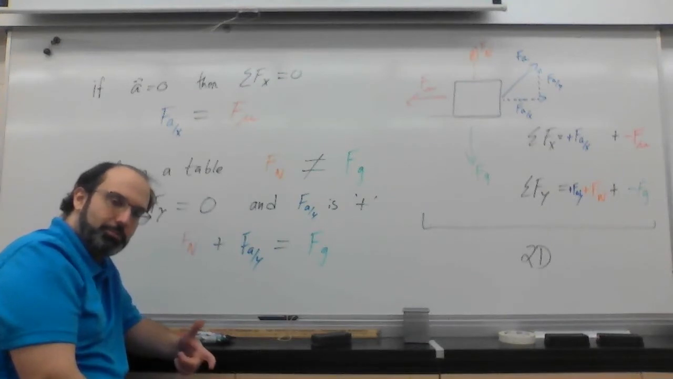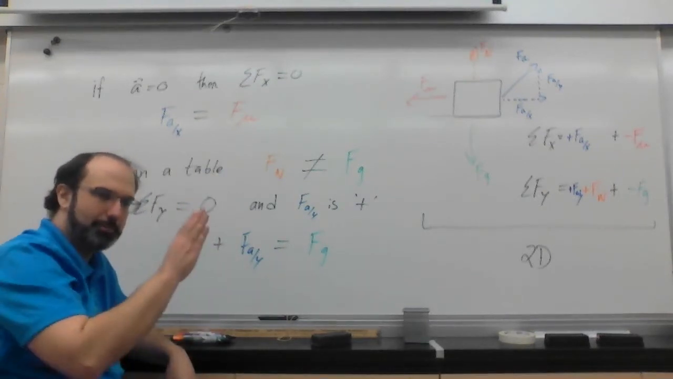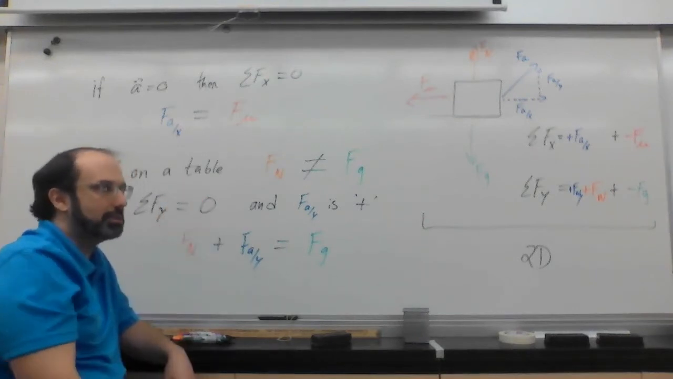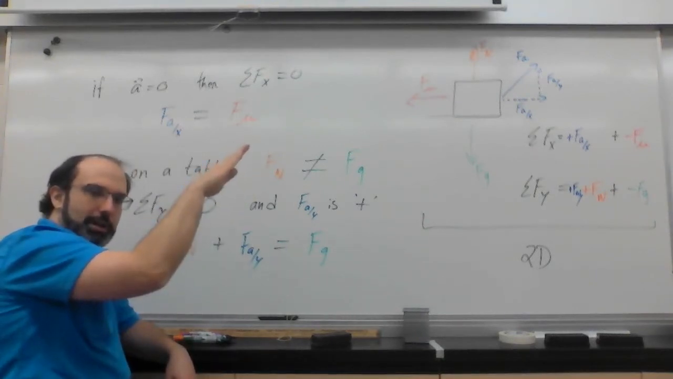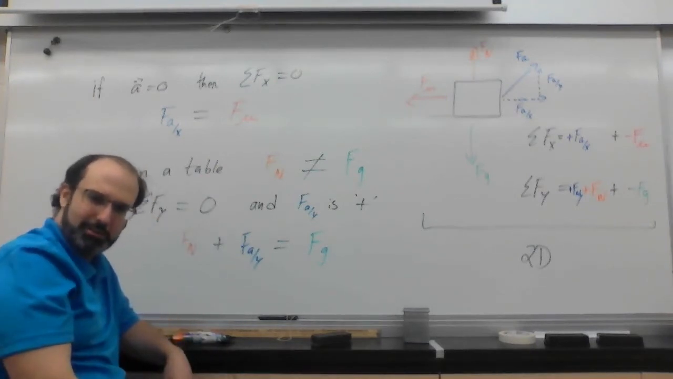What happens if you push down, right? Our example here is with FA going up and to the right. It's going upward at an angle. But what happens if I'm going down? What happens then?